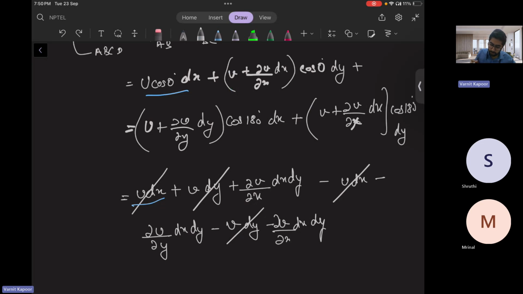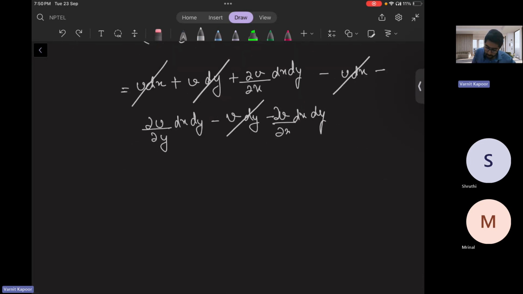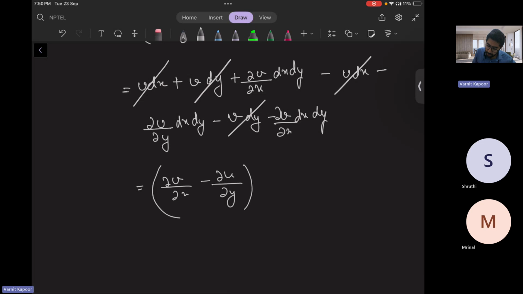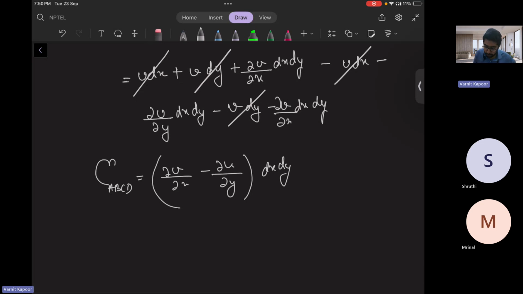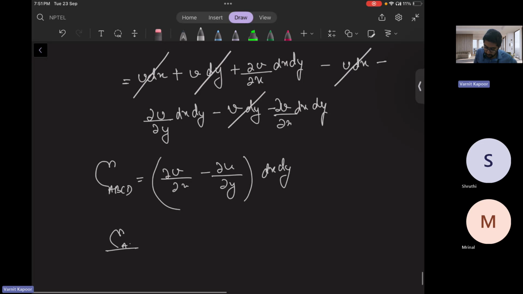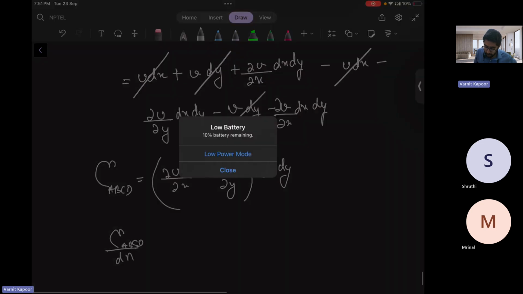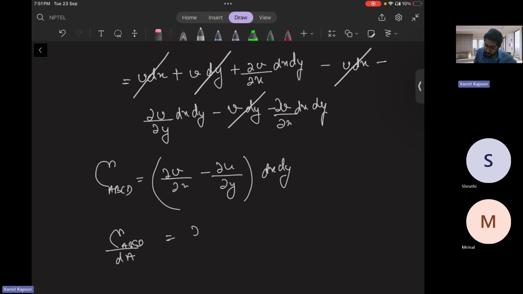So we are left with (dou v by dou x minus dou u by dou y) dx dy, and that is my circulation of A, B, C, D. Okay, this is my net circulation. So this dx dy is nothing but the area for a 2D element ABCD, so dou v by dou x minus dou u by dou y is your net circulation per unit area.